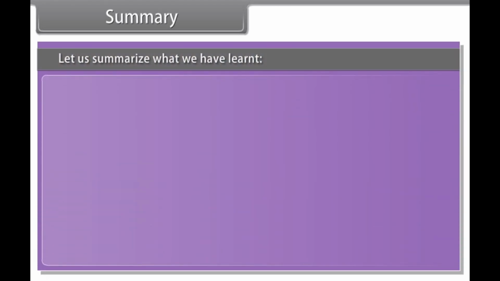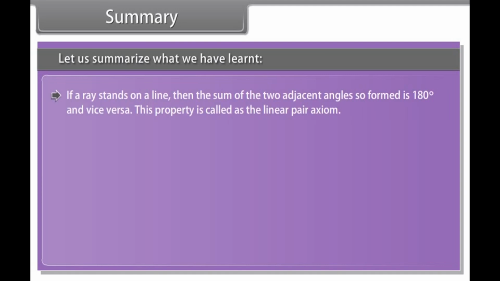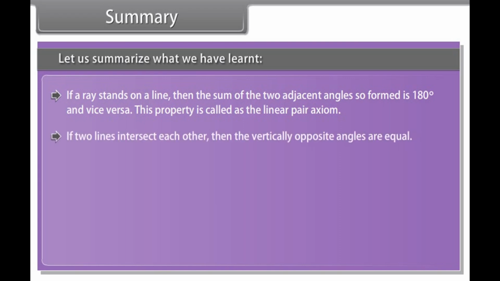Summary. Let us summarize what we have learned. If a ray stands on a line, then the sum of the two adjacent angles so formed is 180 degree and vice versa. This property is called the linear pair axiom. If two lines intersect each other, then the vertically opposite angles are equal.